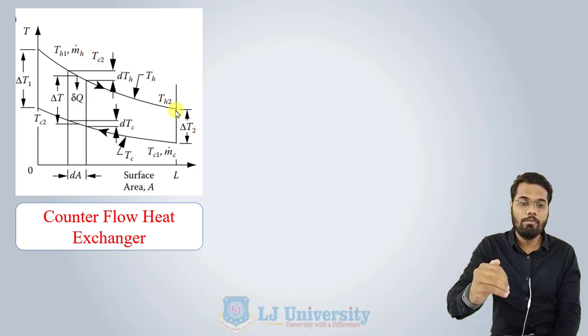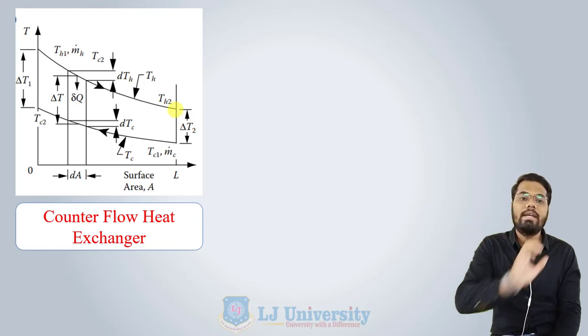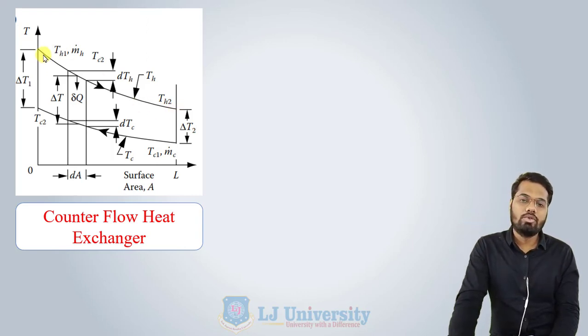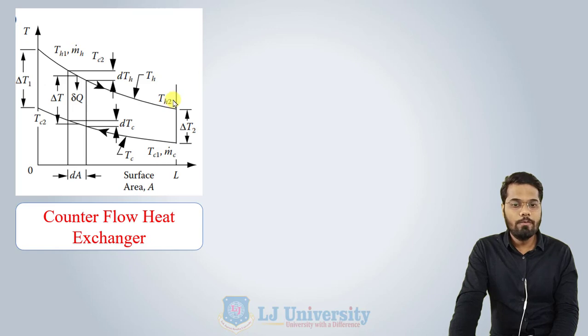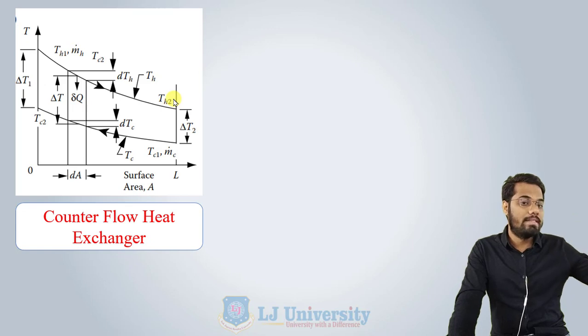We know the hot fluid is going to lose heat to the cold fluid, so the temperature is going to decrease from TH1 to TH2. So here from the graph we can see that temperature decreases from TH1 to TH2. The cold fluid is going to enter from the right side, from where the hot fluid is going to exit.